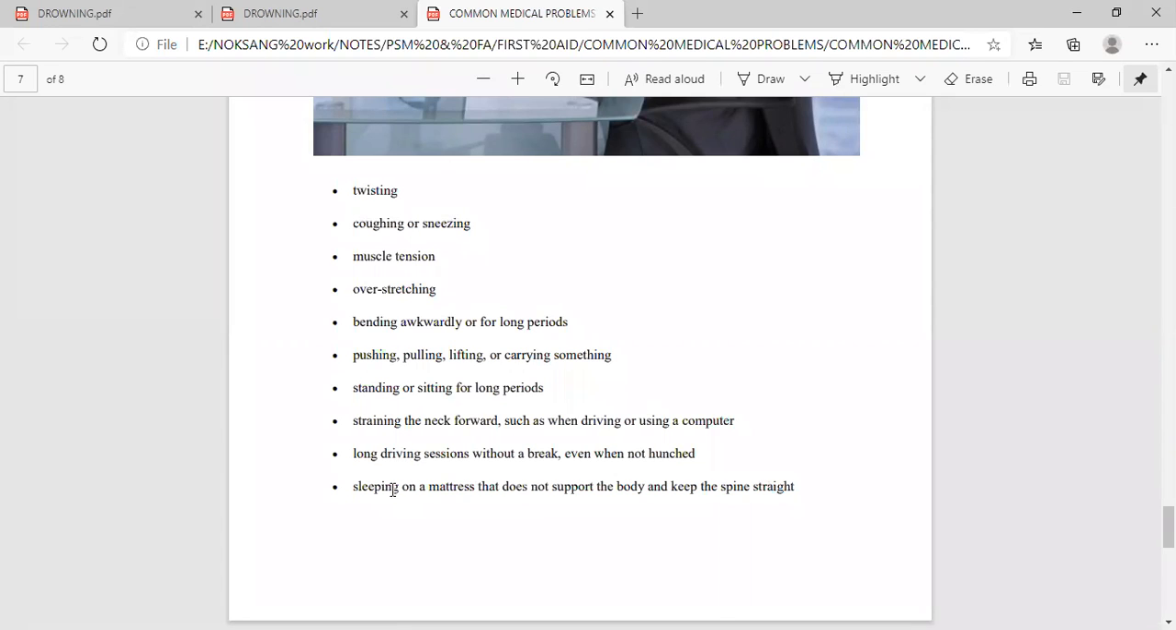Then long driving, then sleeping on a mattress that does not support the body. Even your sleeping posture is equally important. If you do not sleep properly the whole night, then when you wake up in the morning you feel some kind of acute pain in your arms and back. So your sleeping posture is very important. Sleeping, standing, sitting, or whenever you do any kind of work, you should always try to maintain your posture.